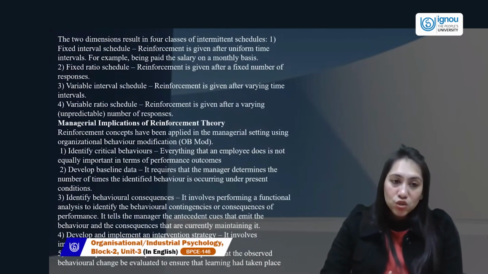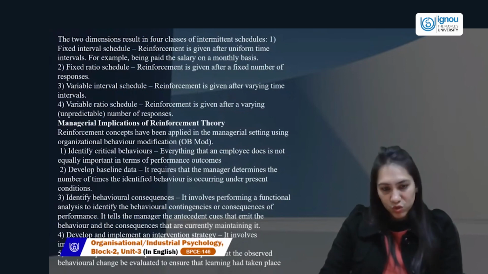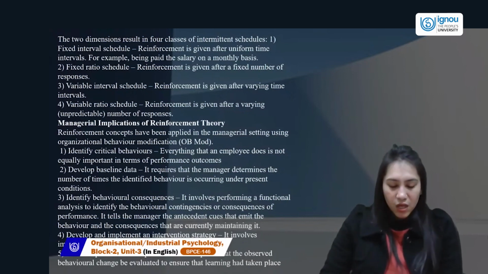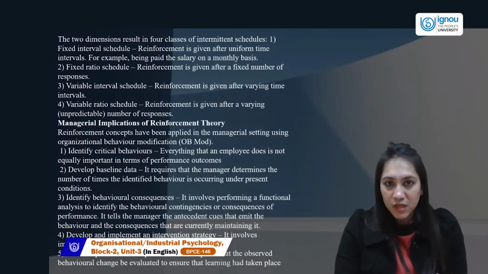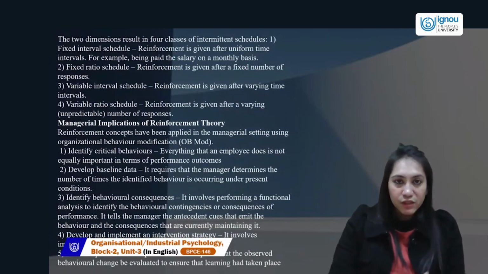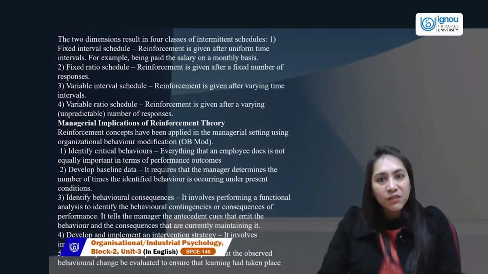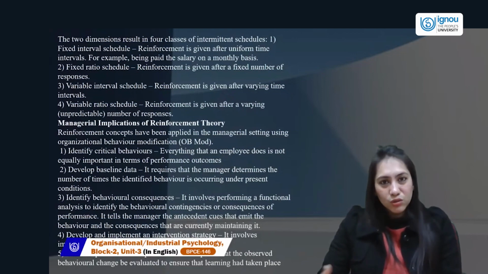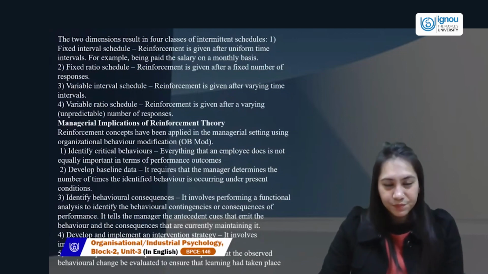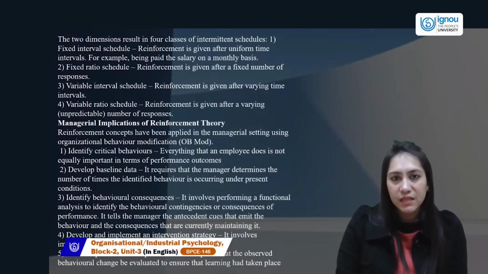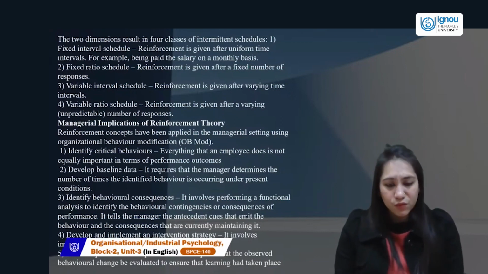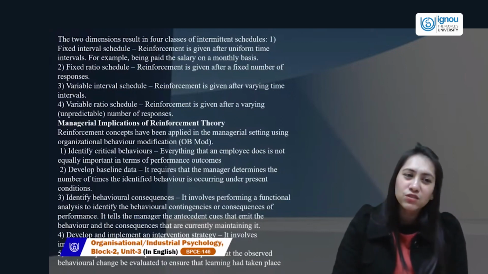Now, variable ratio is when reinforcement is given after an unpredictable number of responses. You perform 4 times really well, you get a reward. After that, you perform 2 good achievements, there is a reward. Now 4 achievements, then there's a reward. 5 achievements, then there's a reward. There are no fixed ratios.